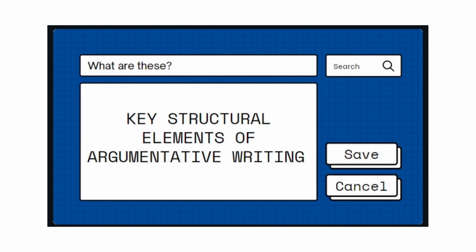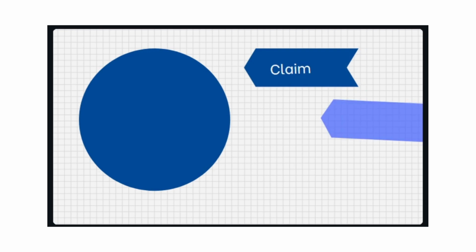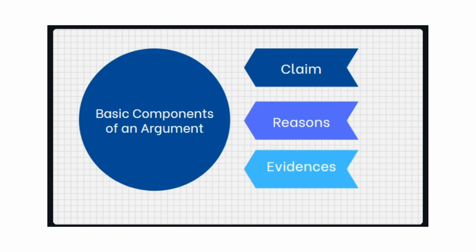What are these key structural elements of argumentative writing? How are we going to start writing an argumentative essay? So the basic components of an argument include claim, reasons behind this claim, and evidences to support this specific claim. The pattern of idea development in argumentative writing may vary from one writer to another. The structure of developing an argumentative essay largely depends on how a writer intends to present his or her main argument and how he or she wishes to develop the main idea presented by backing it up with supporting details or evidences.